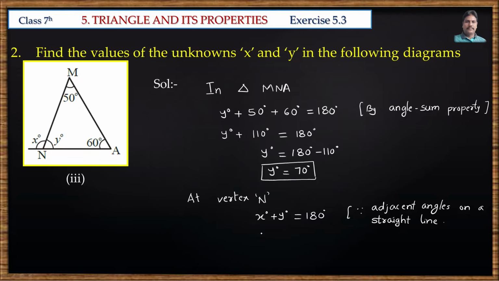We have already got the y value, therefore, x degrees plus the y value, 70 degrees, is equal to 180 degrees. So, transpose plus 70 to the right side, it will become minus 70, 180 minus 70. So, x value is 180 minus 70, which becomes 110 degrees. So, we have got the answer. Next problem.